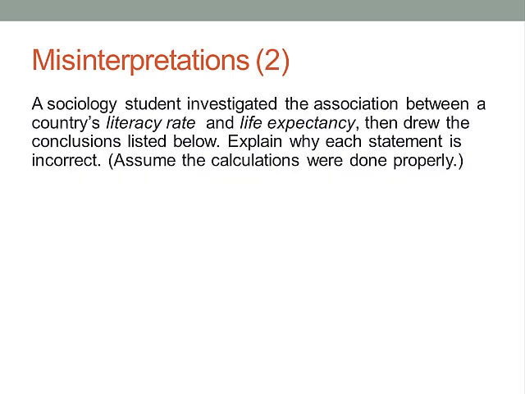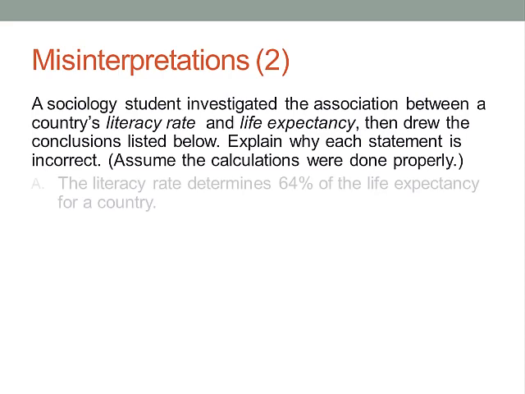Okay, misinterpretations too. I think this is the last slide. A sociology student investigated the association between a country's literacy rate and life expectancy, and then drew the conclusions listed below. Explain why each statement is incorrect, and assume the calculations were done properly. Okay, part A. The literacy rate determines 64% of the life expectancy for a country. And this one's a little tougher to see what's wrong here.